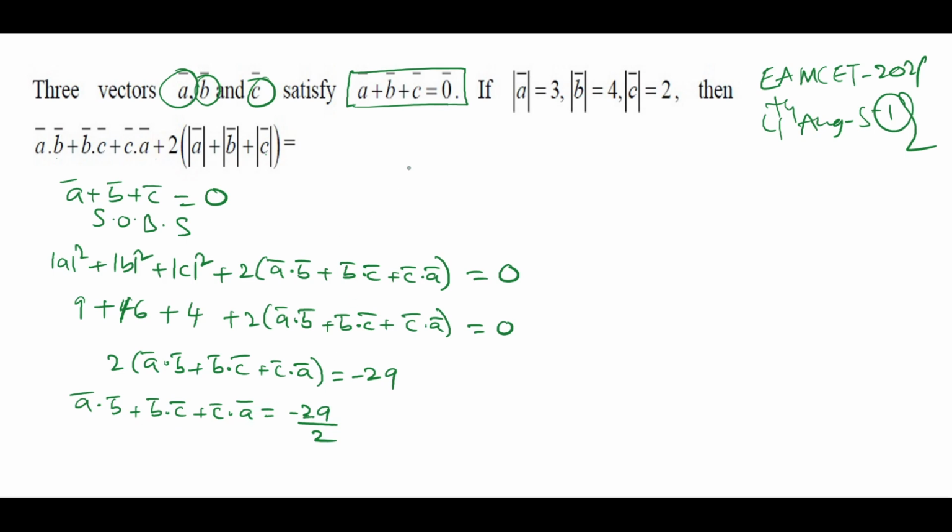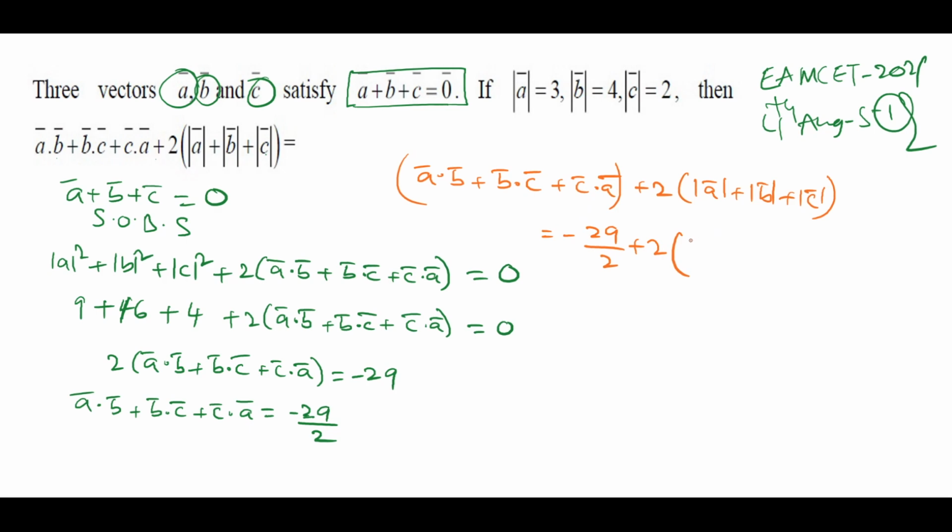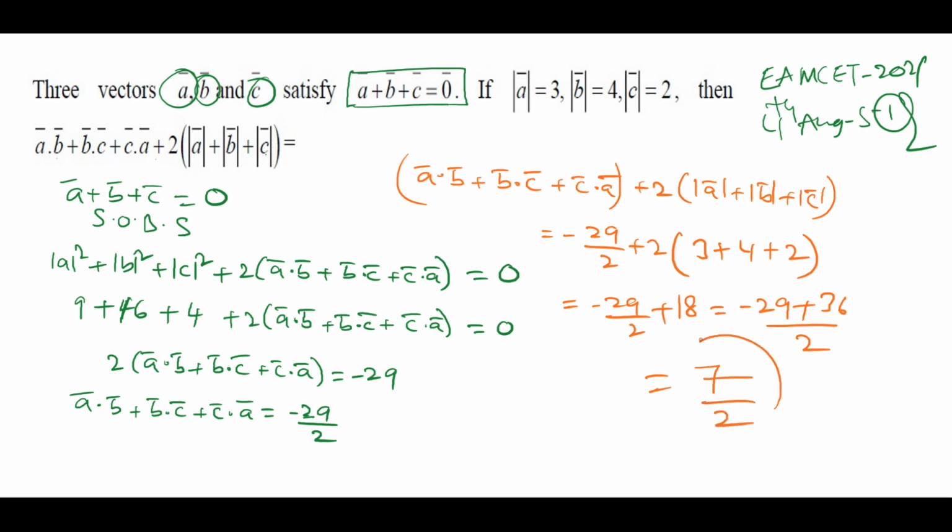Now we find the value of a bar dot b bar plus b bar dot c bar plus c bar dot a bar plus 2 into mod a plus mod b plus mod c. So this value is minus 29 by 2 plus 2 into mod a bar, that is 3, plus mod b bar 4 plus mod c 2, that is equal to minus 29 by 2, 3 plus 4, 7 plus 2, 9, 9 into 2, 18, that is equal to minus 29 plus 2 into 18, 36 by 2, that is 36 minus 29, that is 7 by 2. This is the required answer.